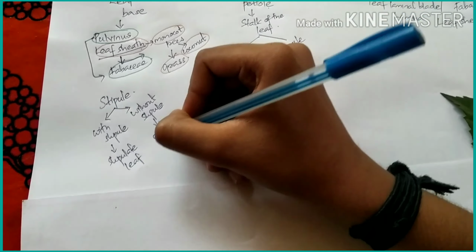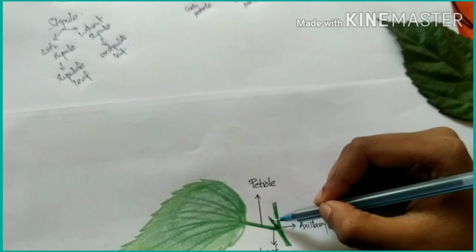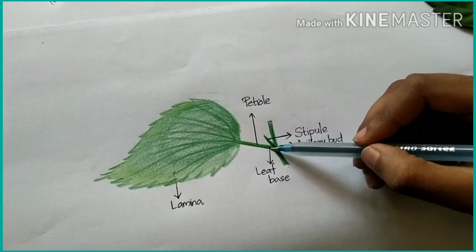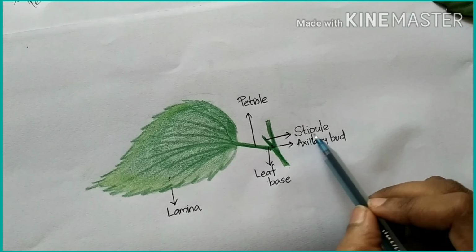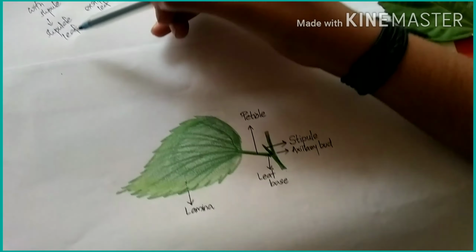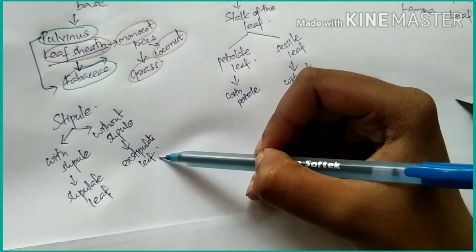So the basic structure of a stipule is a small outgrowth at the axil of the leaf base. This is the leaf base. It is a small outgrowth from the axil of the leaf base called a stipule, and the presence of the stipule will classify a leaf as a stipulate leaf, and without the stipule it is an exstipulate leaf.